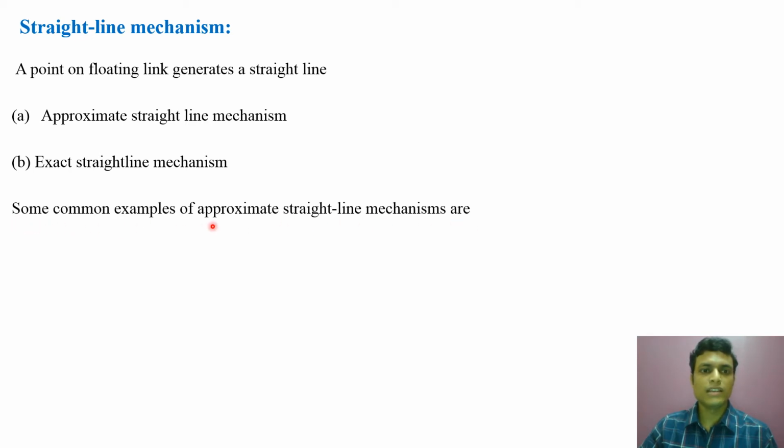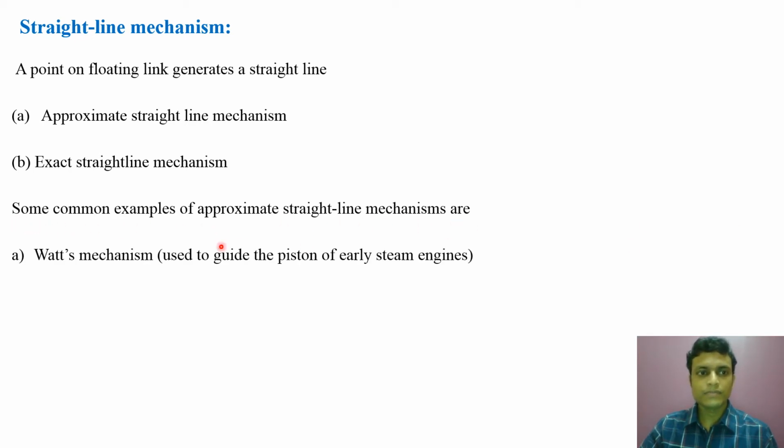So what are the common examples? The first example is Watt's mechanism. It was used to guide the piston of early steam engines. Watt first invented an approximate straight line mechanism. So Watt's mechanism is an approximate straight line mechanism.